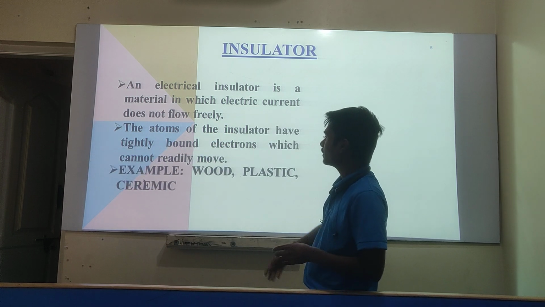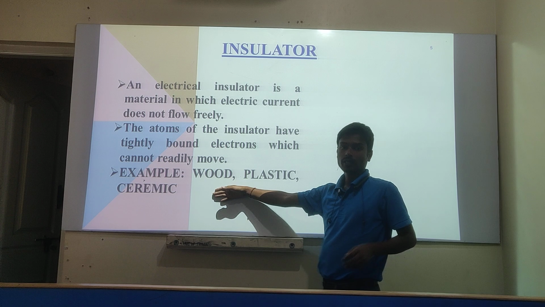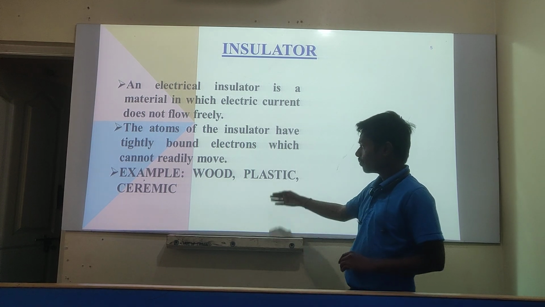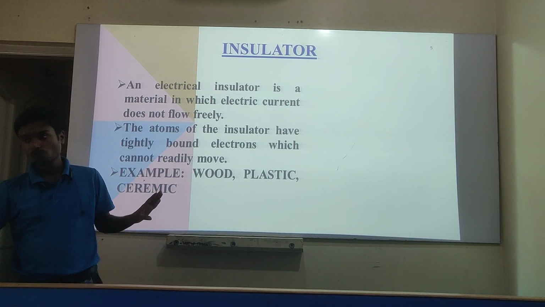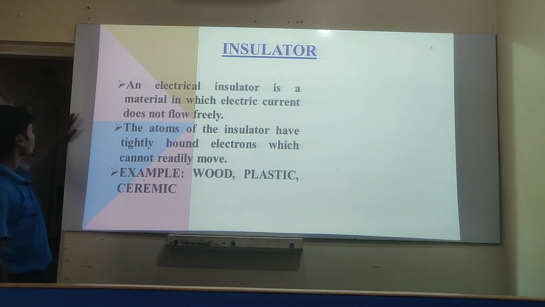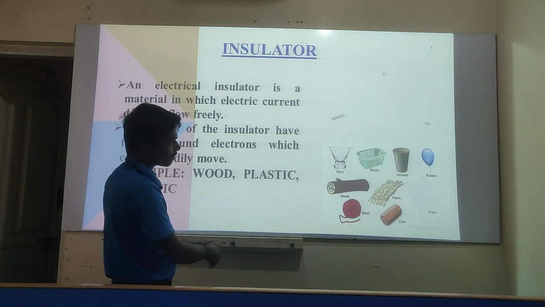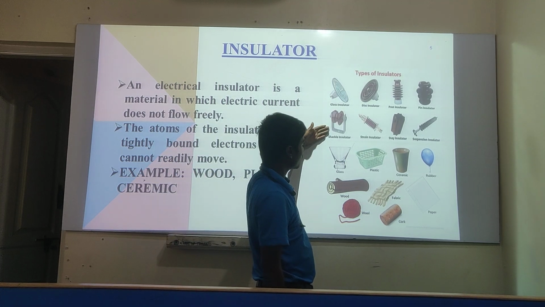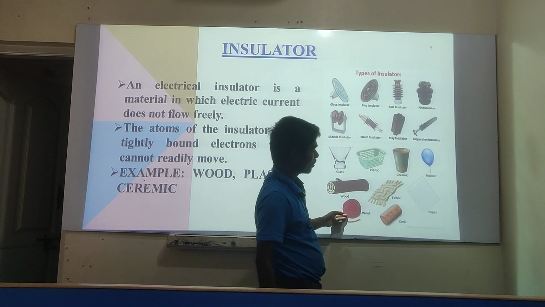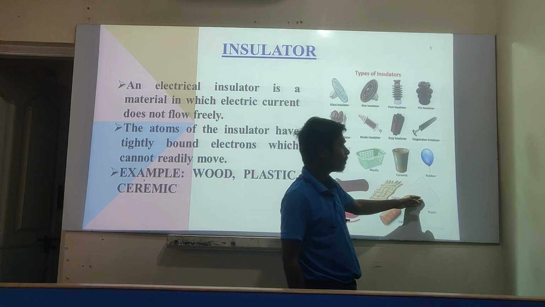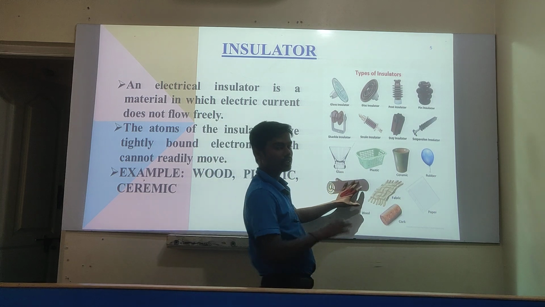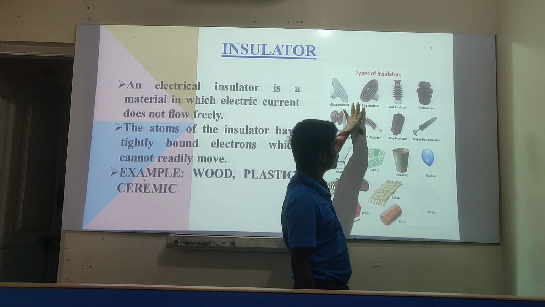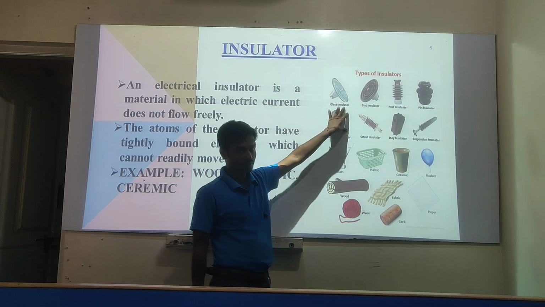Next point is examples. Wood: electricity cannot flow. Plastic, ceramic: electricity cannot flow. In this wall, concrete is there, and in concrete also electricity cannot flow. Some examples I have given here are board, cork, fabric, paper, rubber, ceramic, plastic, glass. In all of these electricity cannot flow, and these are all types of electric insulator.